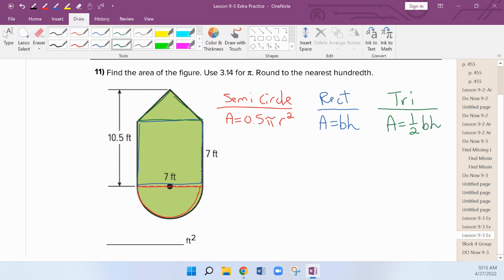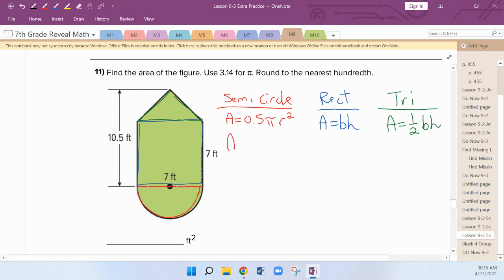Okay, let's go back to that circle. All right, the formulas are great because they tell us exactly what we're looking for. We need pi. It says use 3.14, so 3.14. We need a radius. They give us the diameter of 7, so we need to find the radius of 3.5. So we're going to plug in 3.5 and square it right there. All right, we need to calculate that.